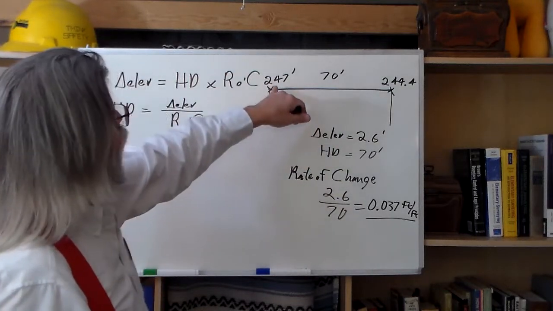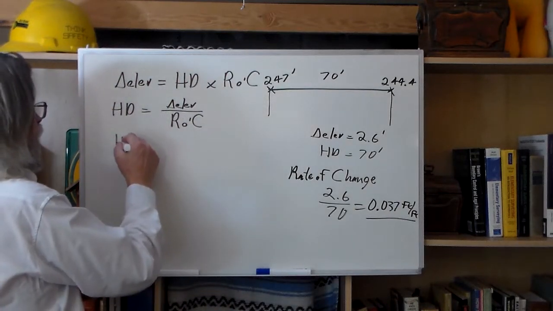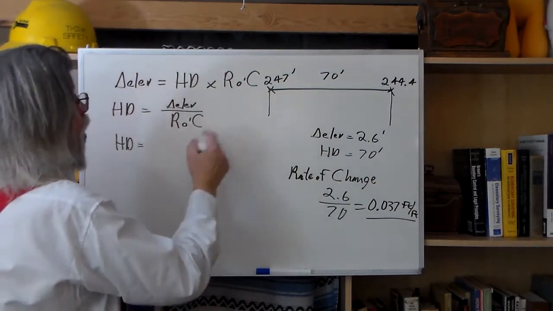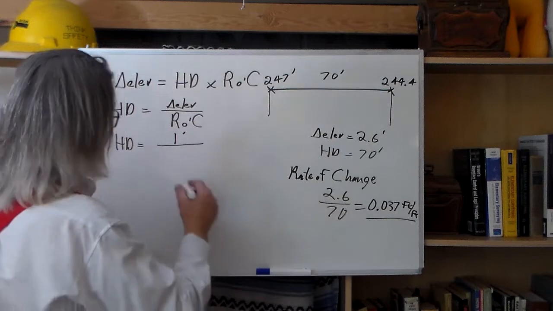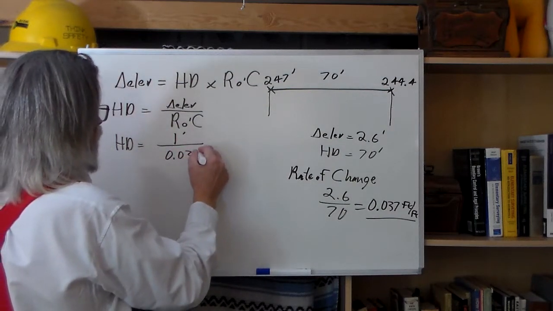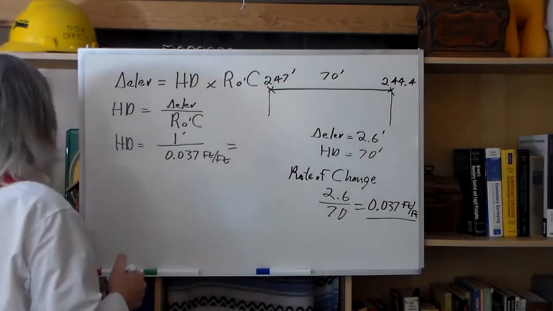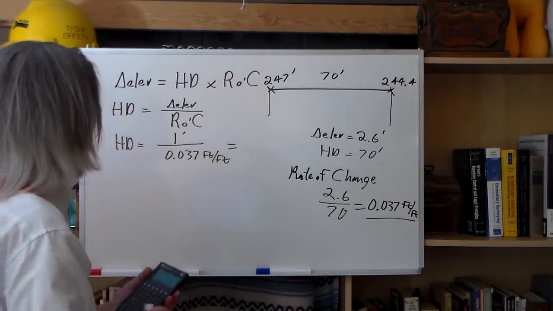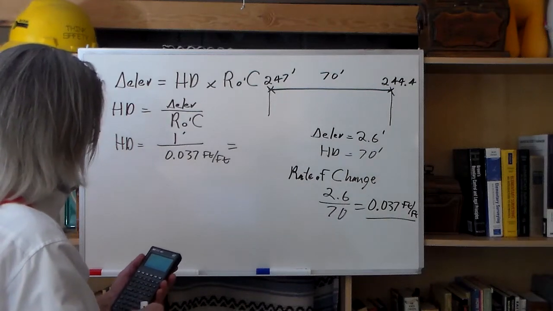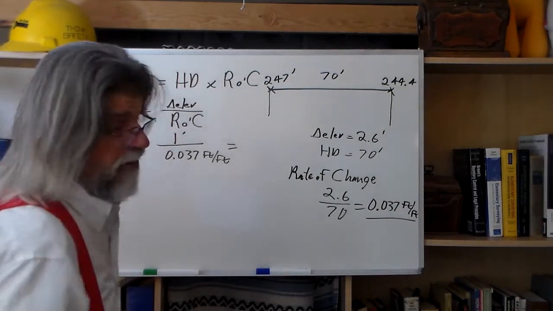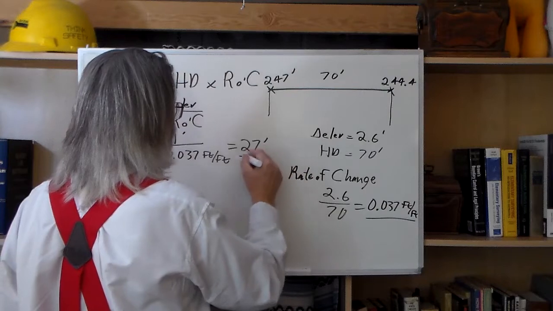Well, in this case, we want to go from 247 to 246. So our HD is going to equal 1, which is our change of elevation, 1 foot, divided by 0.037 feet per foot. That's going to give us, get out the old calculator here, make it quick, 1 divided by 0.037, 27.03 technically. We're just going to say 27 feet. We're going to round.